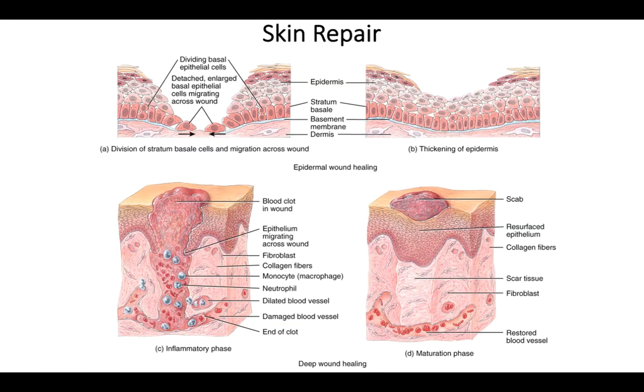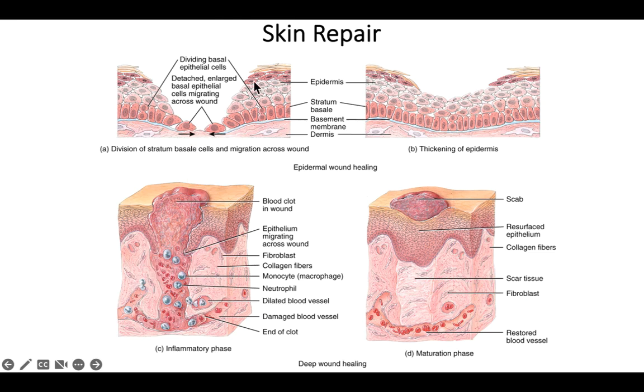The next topic we're going to quickly go through is how your skin might repair itself. And there's a couple different processes your skin might use based on how deep the wound might be. So these upper two panels show what we would call epidermal wound healing, where it's only the epidermis that may have been damaged. Whereas down here, we have bigger problems because we've got dermal and deeper damage.